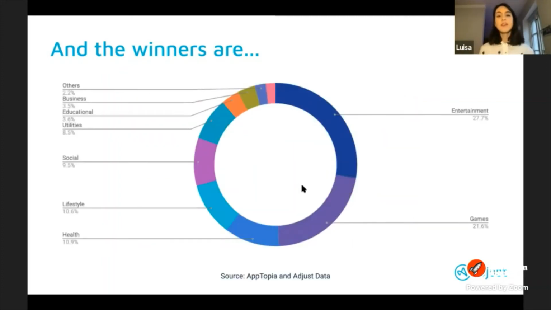Once again, taking a look at the bigger picture and how this is divided, not this time per number of apps, but per revenue, this is how it looks. You see, entertainment has a lead, followed by games, health, lifestyle, social, and utilities, all of that. So this is just for you to understand how the picture is looking for subscription, and that I'm not crazy to say you should pay attention to this revenue, to this monetization strategy as well.